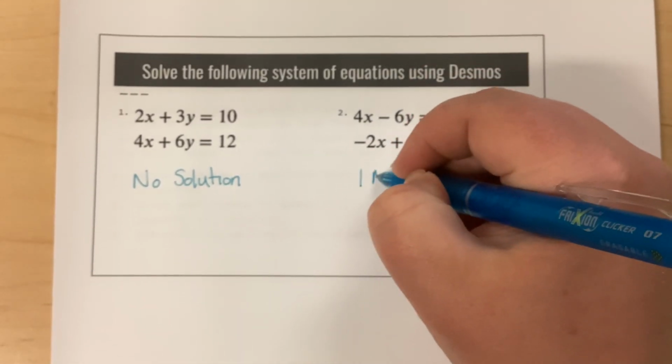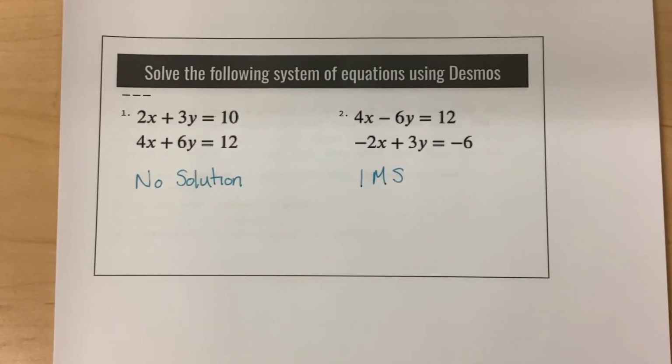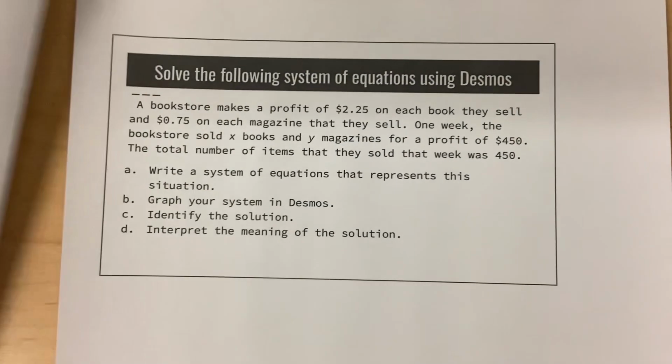So IMS, or infinitely many solutions. Obviously, not every single problem like that is going to be a special solution. All we're looking for here is the point of intersection, and we're going to see that in the following problems that we do with context. So let's try them out.